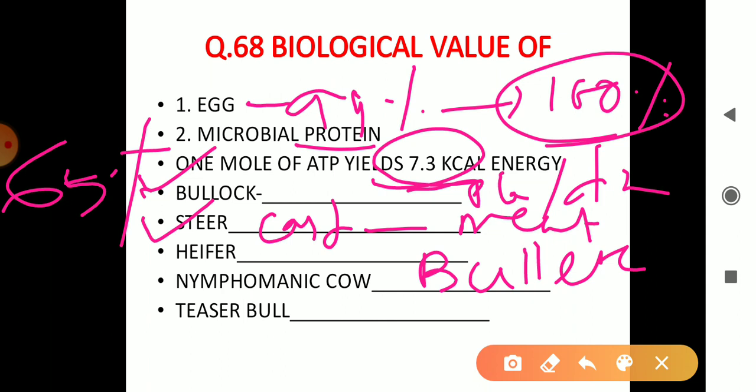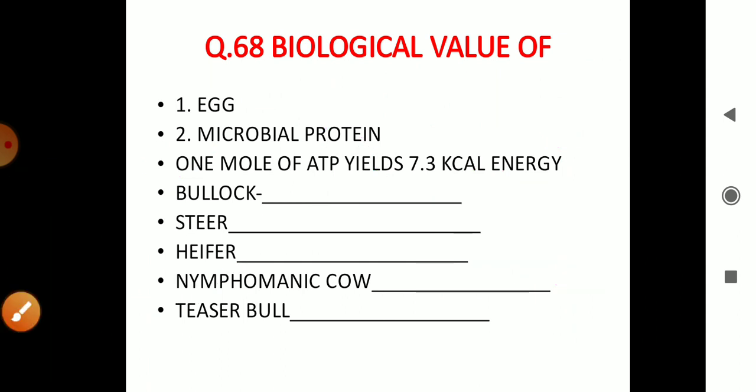Another is a teaser bull. A teaser bull is a vasectomized bull, which means the vas deferens have been ligated or cut, and it is used for heat detection of cow. Very important, students.